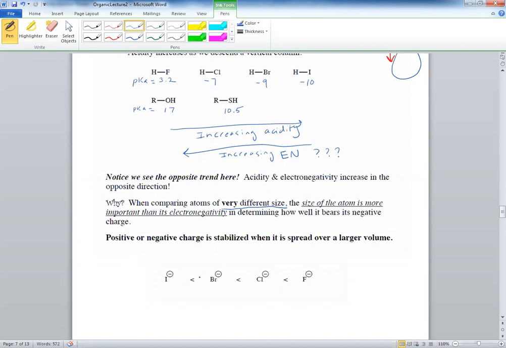If you look at the conjugate bases right here, you actually notice that the iodide, the bromide, the chloride, the fluoride are, in the sense, more stable. If you actually go, I is most stable, then the Br, then the Cl, then the F. So how come? Here's why. The negative charge is stabilized when it's spread over a larger volume.